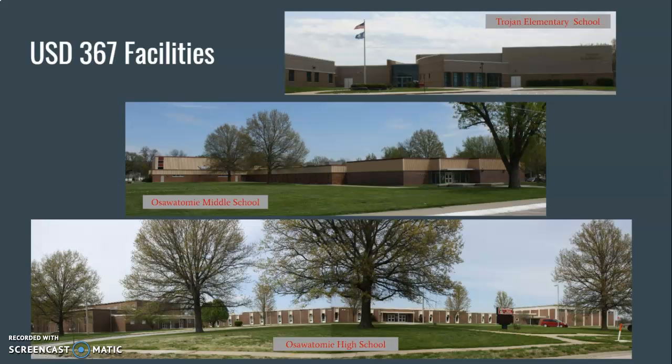Here are our facilities. We have Trojan Elementary, which was built before 2000. We have the Osawatomie Middle School, which is an older building also, with an addition on the side. It was built before 2000. And at the bottom is Osawatomie High School. No new additions on the part that you're seeing there, but I will bring in some on the next screen.